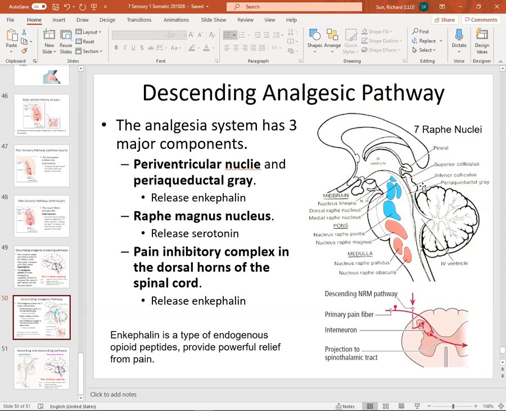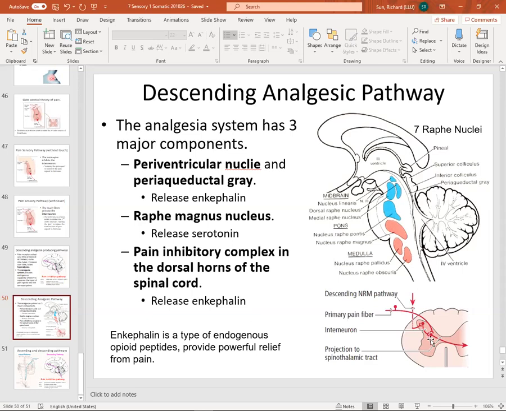The major one involved in the descending analgesia pathway is this one. Where is that? The Raphe-Magnus nucleus, right here. This one will not just release the chemical to affect the pain received in the reticular formation. It will also send a signal to activate the interneuron in the spinal cord.